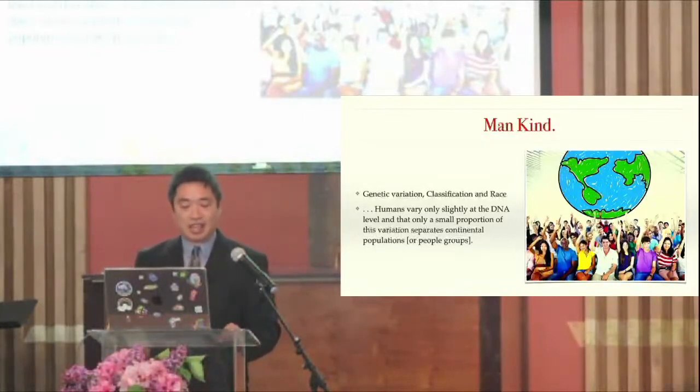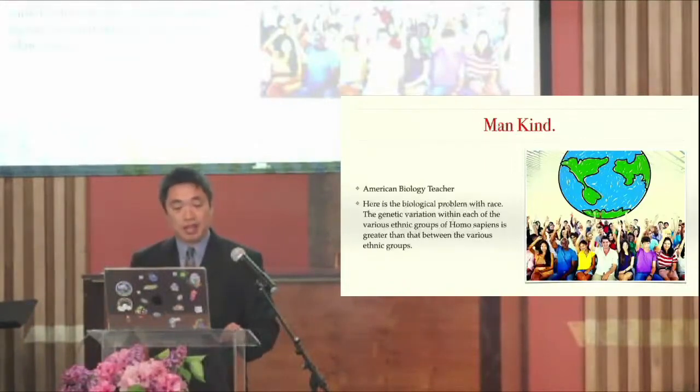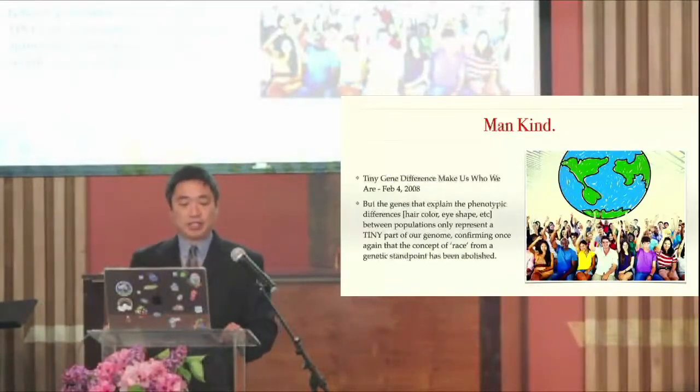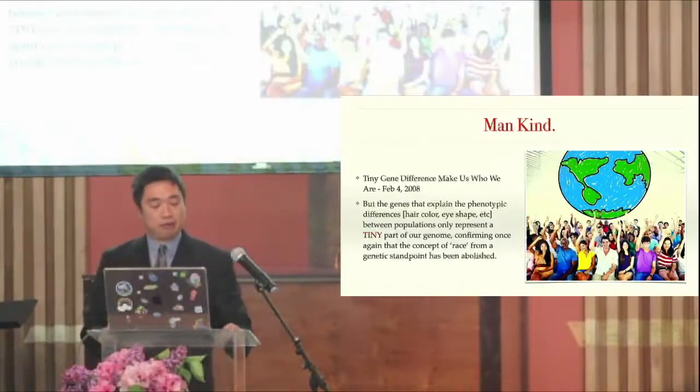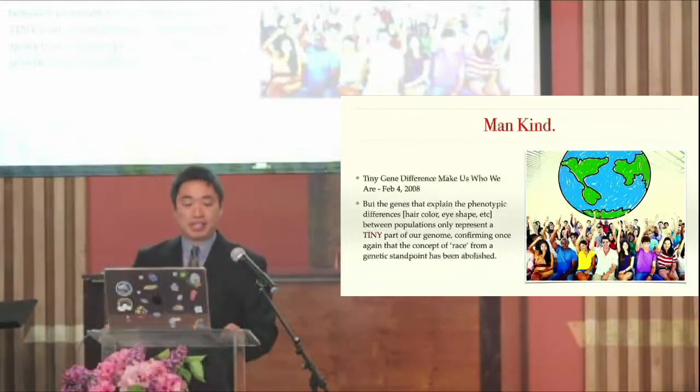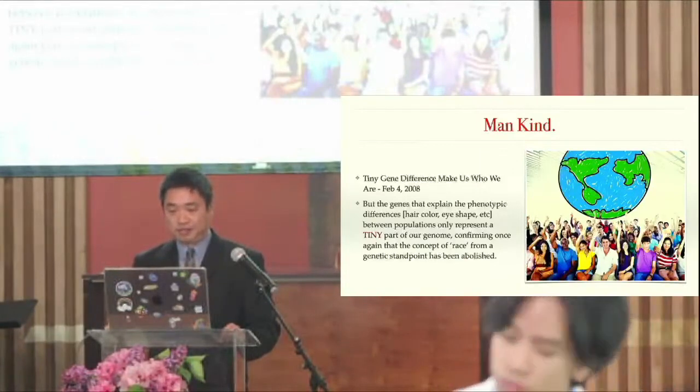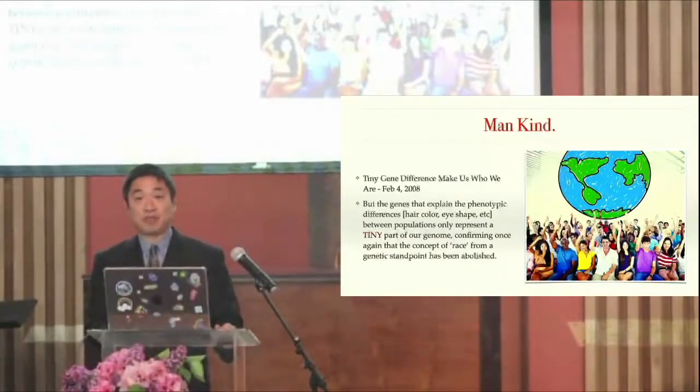In the article, Genetic Verifications, Classifications and Race, humans vary only slightly at the DNA level, and only a small proportion of this variation separates the continental populations. So notice what they say here, that humans only vary very slightly. In fact, let's go here. Tiny gene differences make us who we are. This is an article in Science magazine, February 4th, 2008. The genes that explain the phenotypic differences, hair color, eye shape, between the populations only represent a tiny, I think 1%, part of our genome, confirming once again that the concept of race from a genetic standpoint has been abolished. So race is a wrong concept, right?